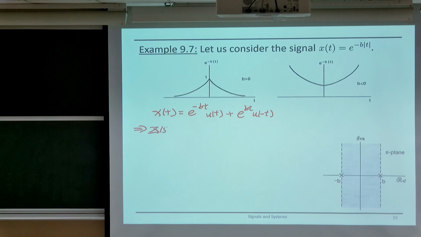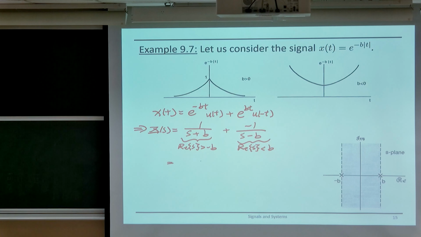So we can directly obtain the Laplace transform, which is 1 over s plus b for the first term, and minus 1 over s minus b for the second term. Okay? The region of convergence for the first term is to have the real part of s greater than minus b, whereas the region of convergence for the second term is to have the real part of s less than b. Okay? So the region of convergence should be the intersection of both of these.